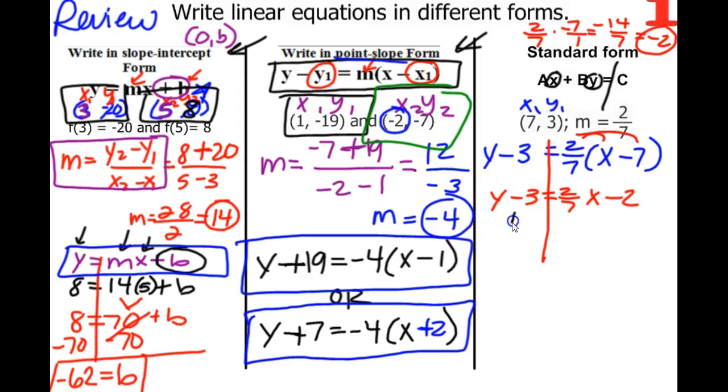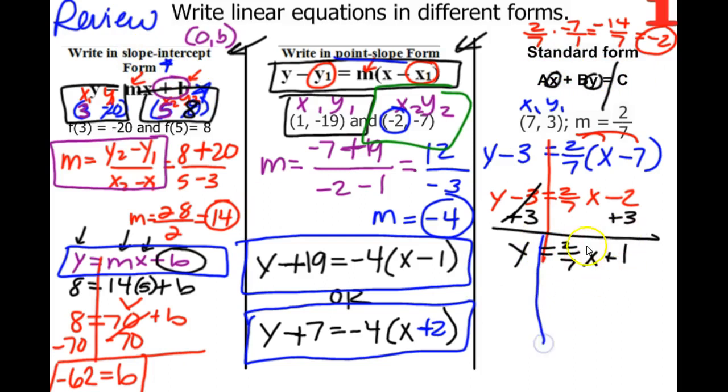And then last, get rid of your 3, so add 3. We have y equals 2/7 x. There are more positives. There's one more. 3 minus 2 is 1. And that's now in slope-intercept form, but we want to get standard form.